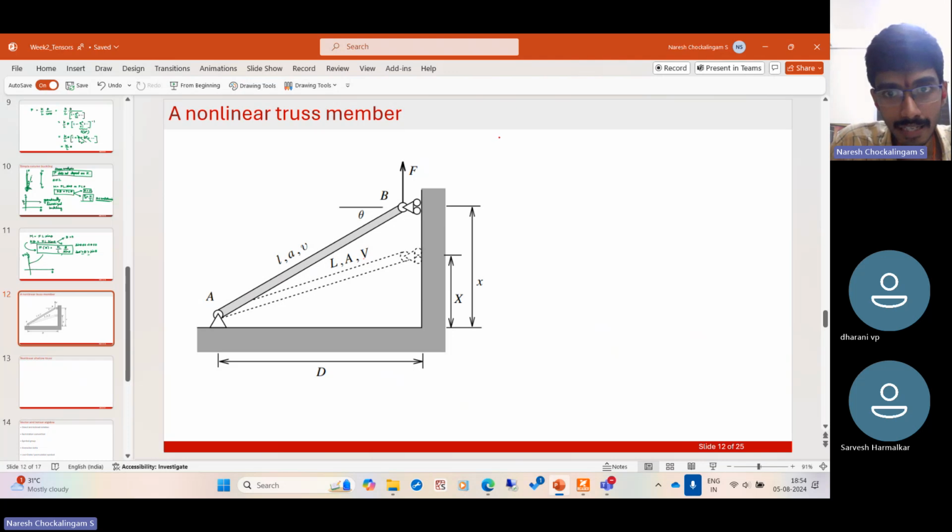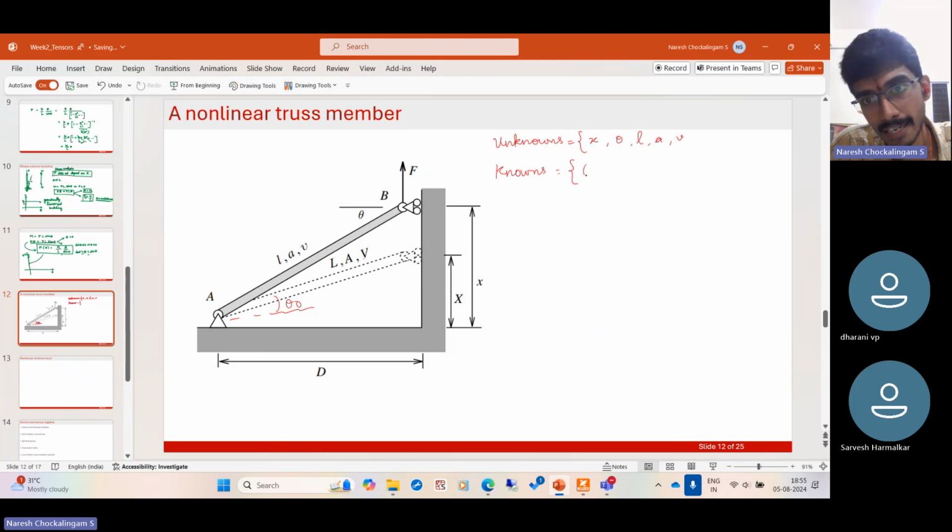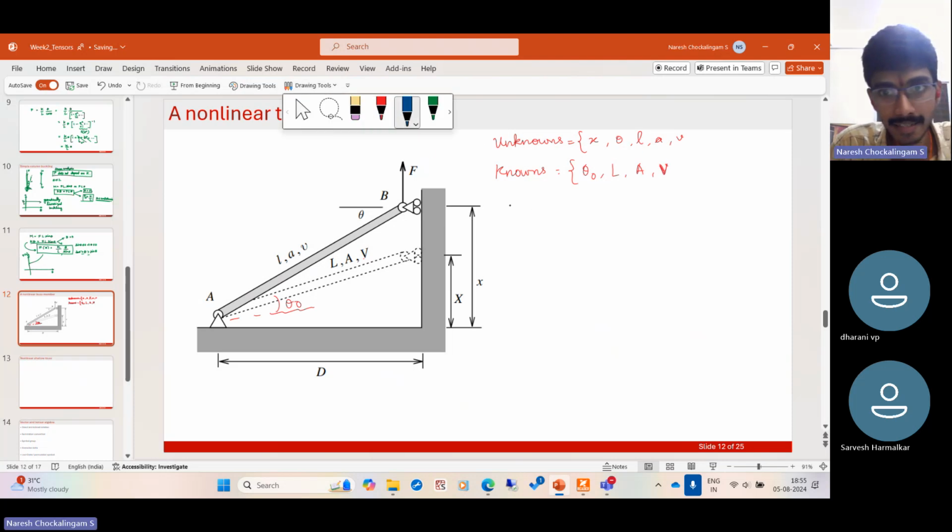Last time we started off with listing the unknowns. So what are the unknowns in this problem? Right now, small x is unknown. The force F can be treated as known, right? We are applying a force and we want to find x. This theta is unknown. The length small l is unknown. The area and volume are also unknown. And what are the knowns of the problem? Suppose the initial angle is theta naught. The knowns are theta naught, capital L, capital A, and capital V. Now let us assume that the strains are small.